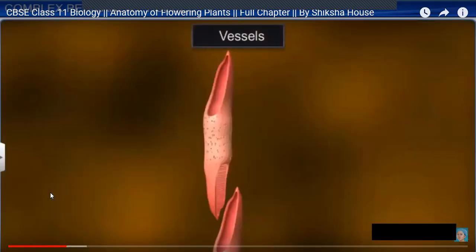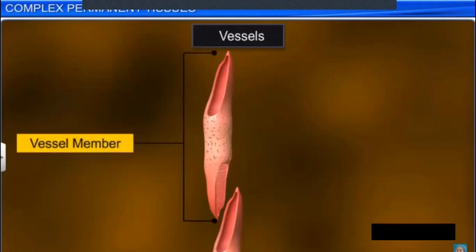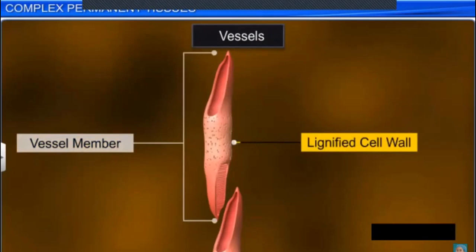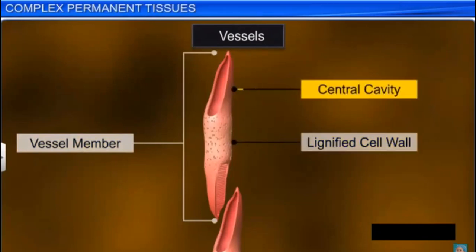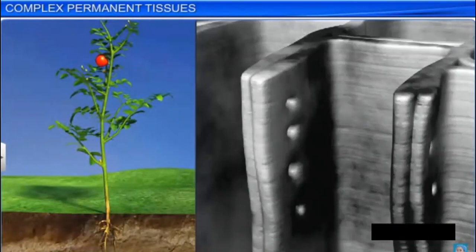Vessels are long, tube-like structures composed of many cells called vessel members. Vessel members have lignified walls and a large central cavity. They are interconnected through perforations in their common walls. Typically, vessels are found in all angiosperms, and vessel cells do not have protoplasm.